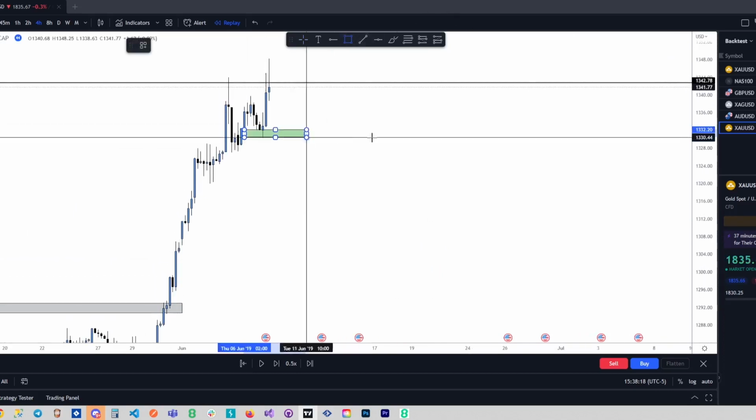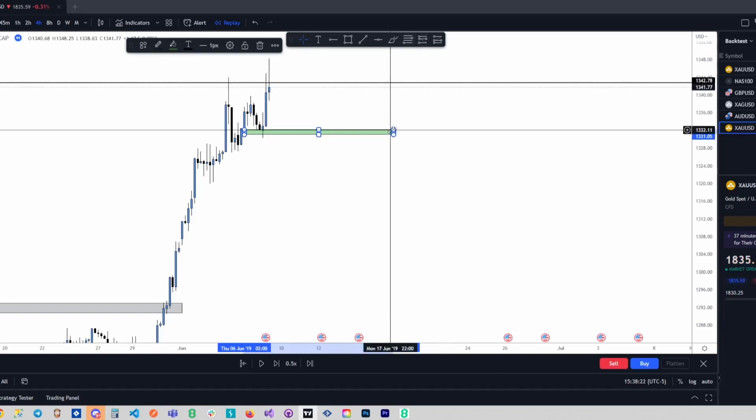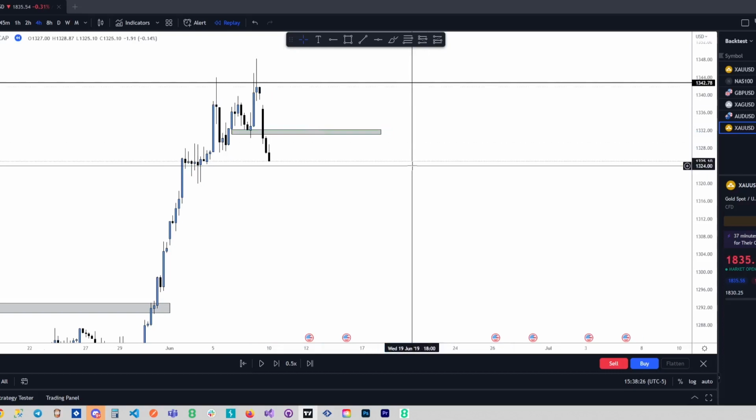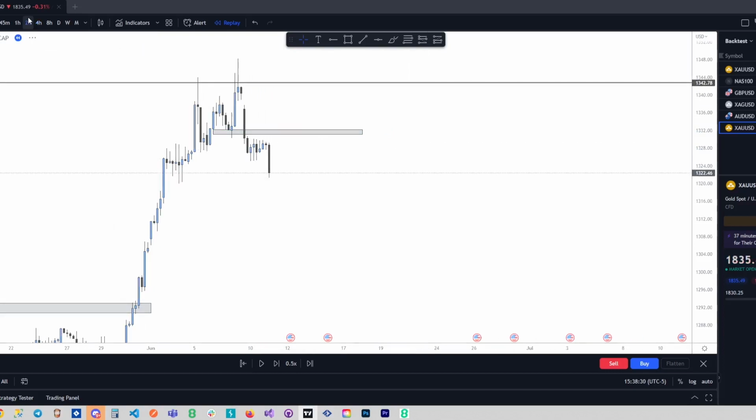If we want to sell, the reason I want to sell is because we're at a level of resistance. To sell, price is going to have to break below this. If I want to sell, if not, I'll buy above that level. So we broke below the level. Let's see if we can find a setup.